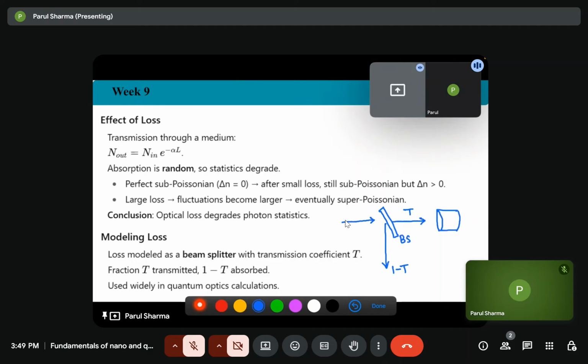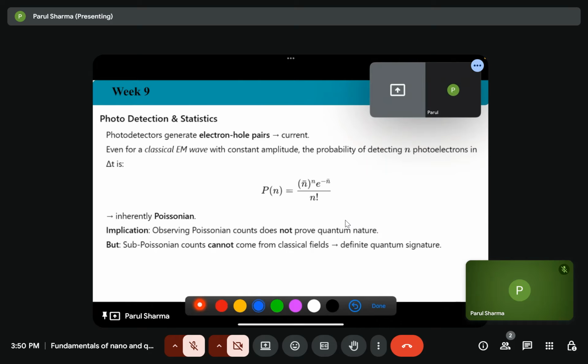So we can model our loss like this, by a beam splitter with transmission coefficient T. So fraction of light T is transmitted and one minus T is reflected. So we can use this in quantum optics calculations. So now what happens when we try to detect a photon?